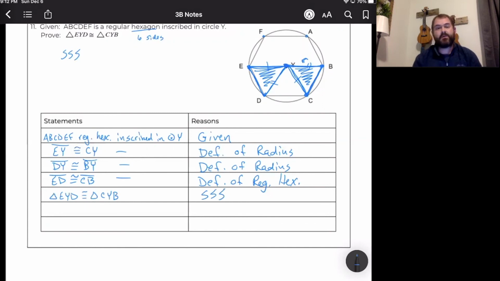Okay, now most of your proofs are going to work out very similarly to this. Remember your properties of quadrilaterals, parallelograms, rectangle, rhombus, square. But for this specific proof, these are the only reasons you need to remember: definition of radius and definition of regular polygon. Could be a hexagon, octagon, nonagon, doesn't matter how many sides there are. If it's a regular polygon inscribed in a circle, we're going to use a proof very much like this.